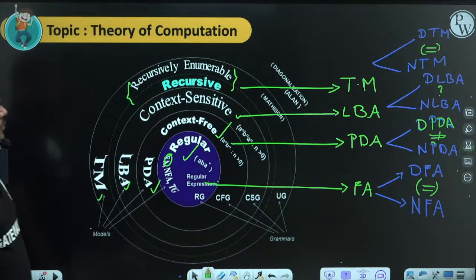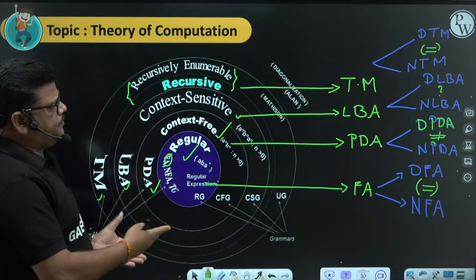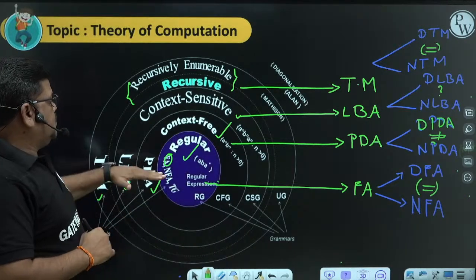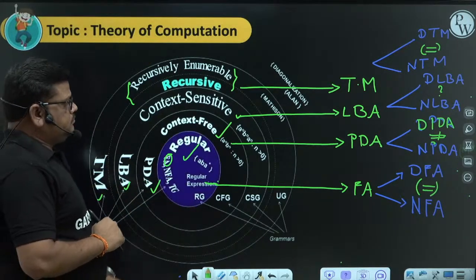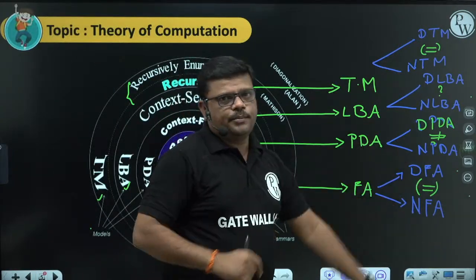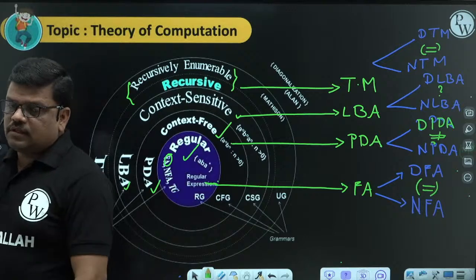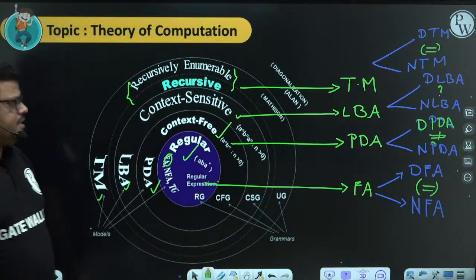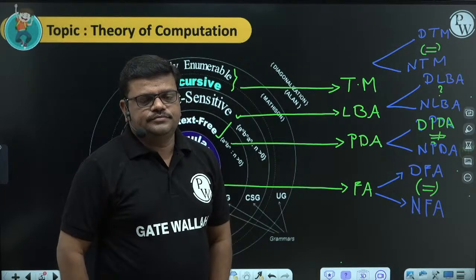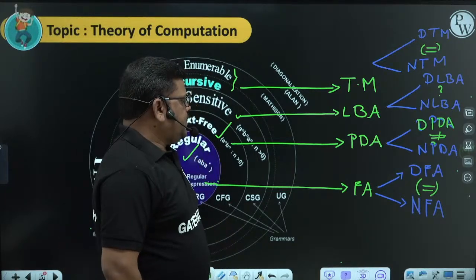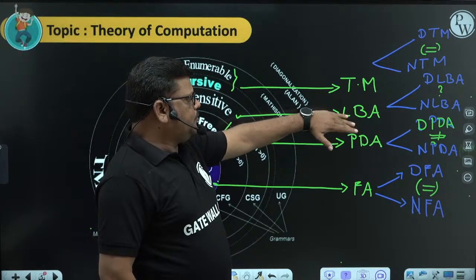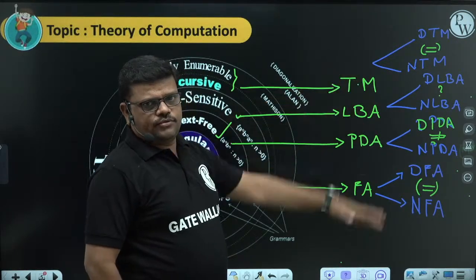Most of the time, this is the complete diagram, and from this we get the questions. Language relation and automata relation are different. Language relation is a subset-superset relation. Automata relation is an expressive power relation. Out of finite automata and push down automata, PDA is powerful; out of PDA and LBA, LBA is powerful; out of LBA and TM, TM is powerful.